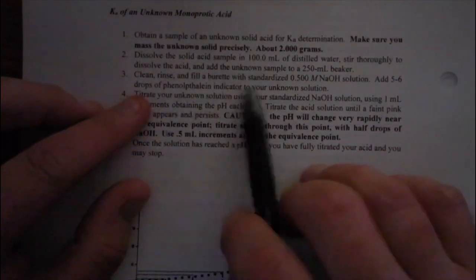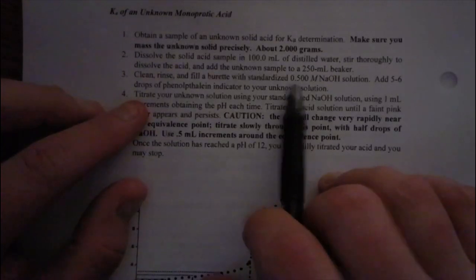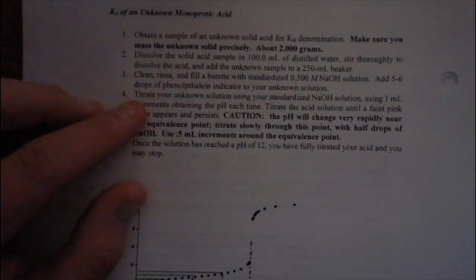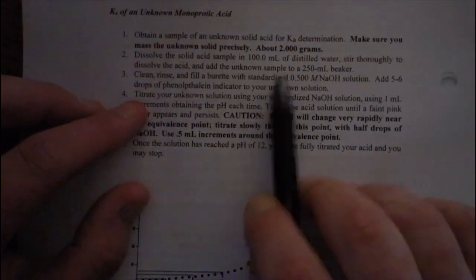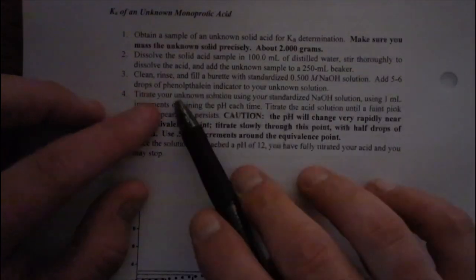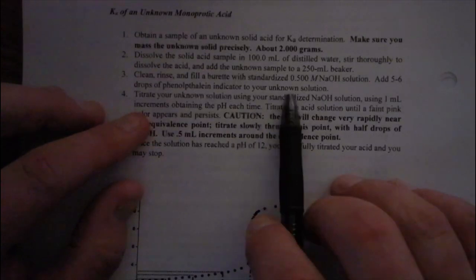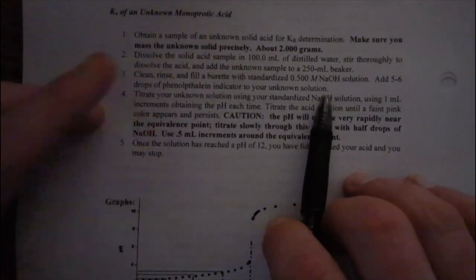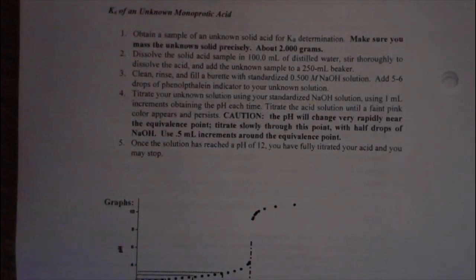Clean, rinse, and fill a burette with the standardized solution. Remember, do a flush of the burette. That's an important step if you're mentioning any lab work on that. Add 5 to 6 drops of phenolphthalein indicator to your unknown solution. Why are we using phenolphthalein? Because we said that all of the things we are using are weak acids. Phenolphthalein changes around 8.